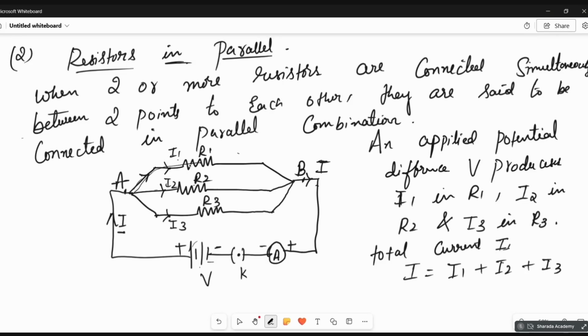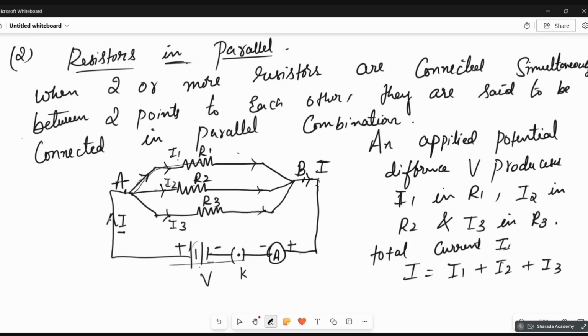So I1 is the current that is flowing through R1. I2 is the current that is flowing through R2, and I3 is the current that is flowing through R3. All the three together will combine. Here the total current will flow through like this. Here current is divided between the resistors.